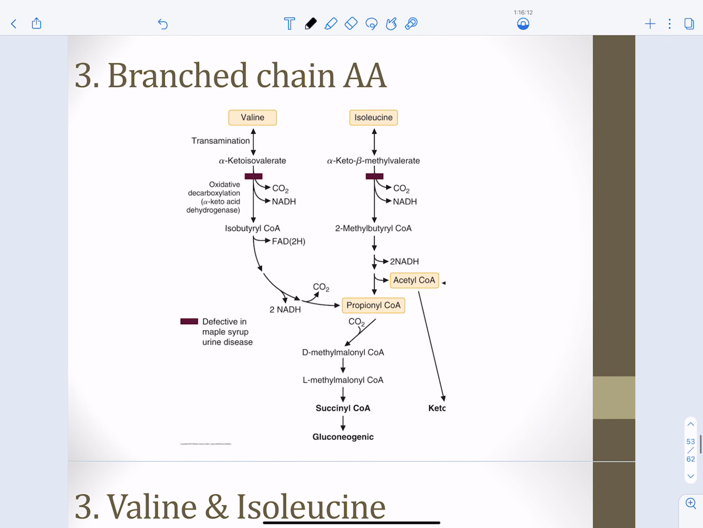Okay, and finally we're at our branched chain amino acids. Branched chain amino acids make up 25% of our protein structures. So they're incorporated into our proteins. Valine and isoleucine are going to form succinyl-CoA.